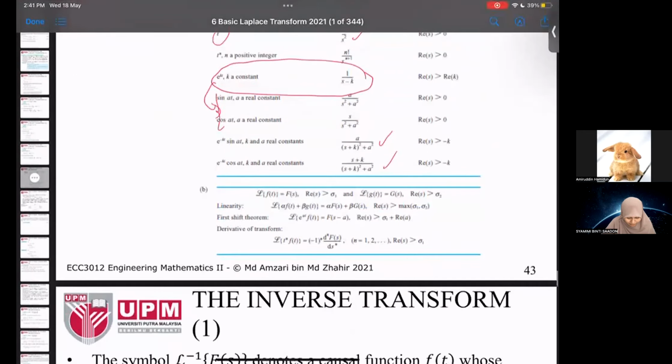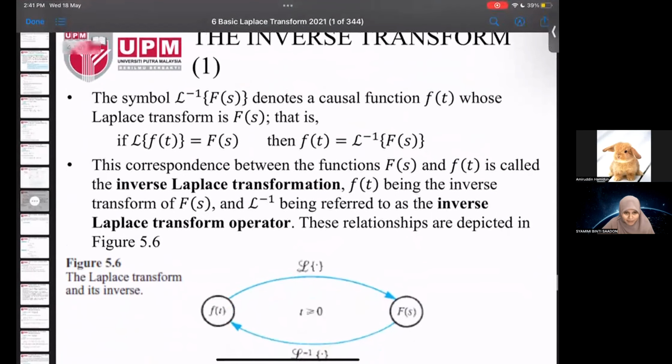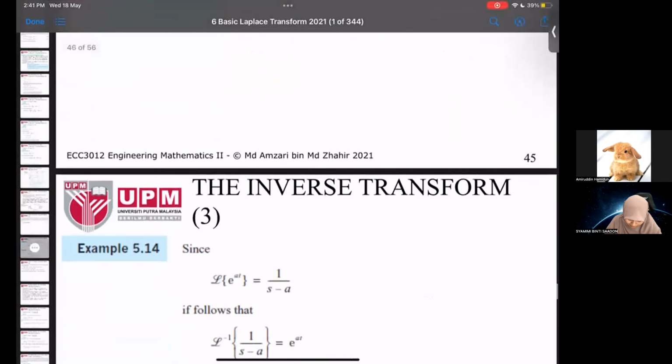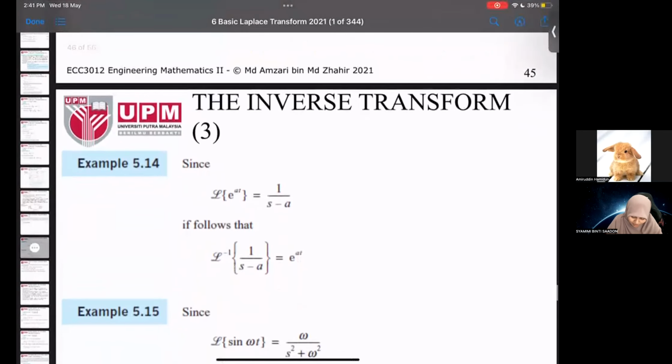Okay, finally the inverse transform. Laplace is like every other function, it has its inverse. If we transform the actual function f(t) using the Laplace transform operator, we get F(s), the capital F. If we go back, we get the original. That is the definition of an inverse function. So the Laplace transform also has an inverse function.